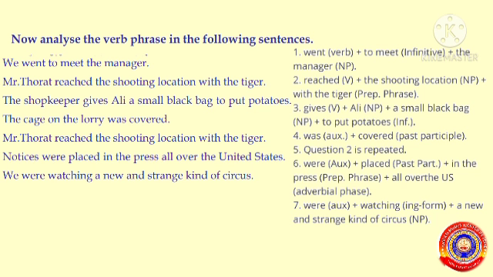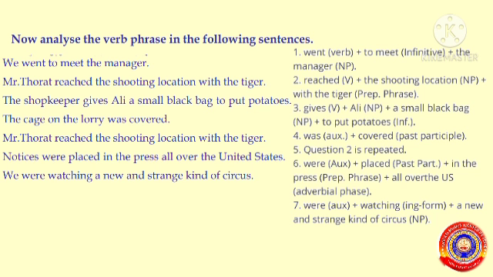The next sentence, the shopkeeper gives Ali a small black bag to put potatoes. Here, gives Ali a small black bag to put potatoes is the verb phrase. Gives is the verb, Ali is a noun phrase, a small black bag is also a noun phrase. To put potatoes is an infinitive. Fourth one, the cage on the lorry was covered. Here was is the auxiliary verb, covered is the past participle form of the verb.